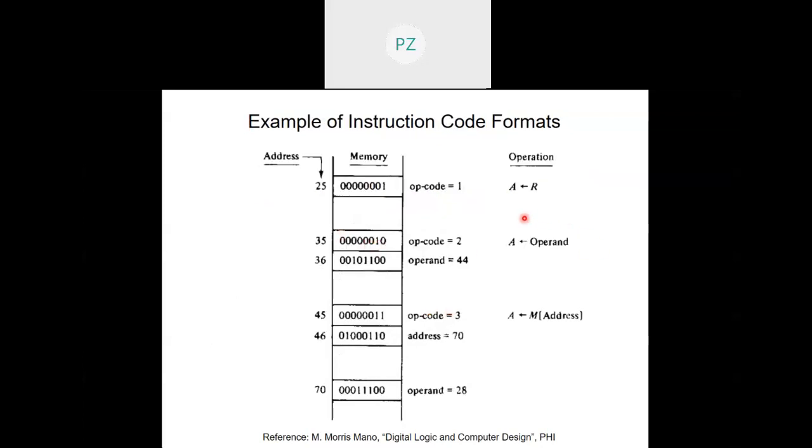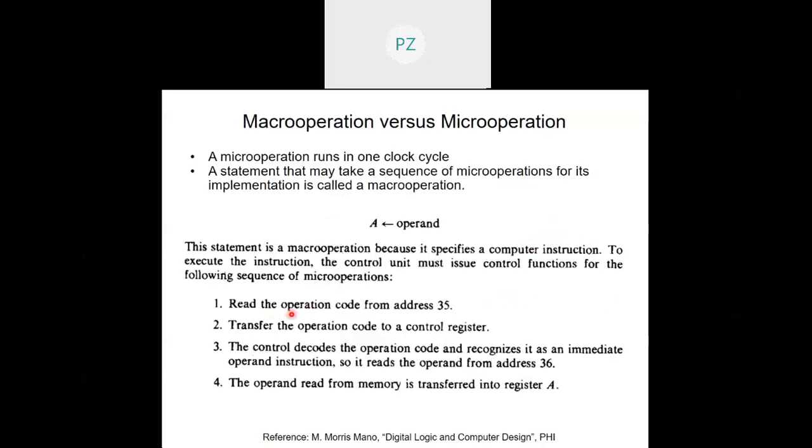This one will be a macro. This is a micro operation, all right, but this is a macro operation also. I am taking the example of this one, right? Read the operation code from address 35, transfer the operation code to a control register. The control decodes the operation code and recognizes it as an immediate operand at instruction, so it reads the operand from address 36. And finally, the operand read from memory is transferred into register A.